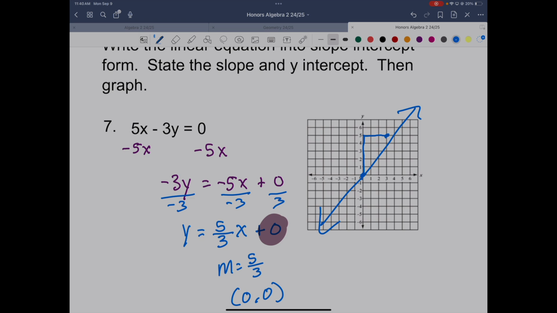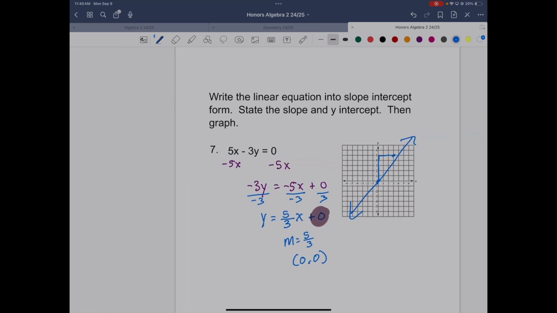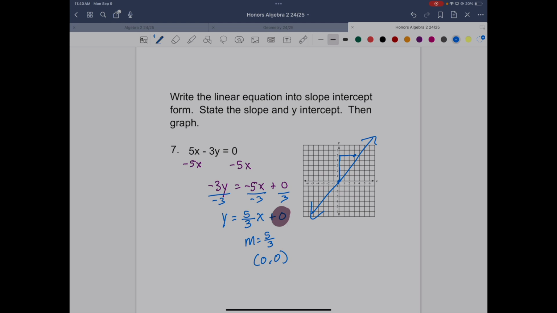So the whole goal today was to be able to write in slope-intercept form and graph. We can do that? Yeah. That finishes Unit 0A. Okay? Remember the test is on Thursday, 2 days from now.